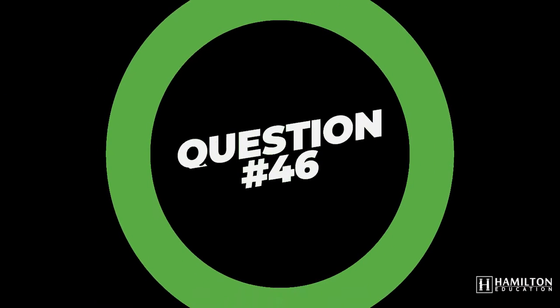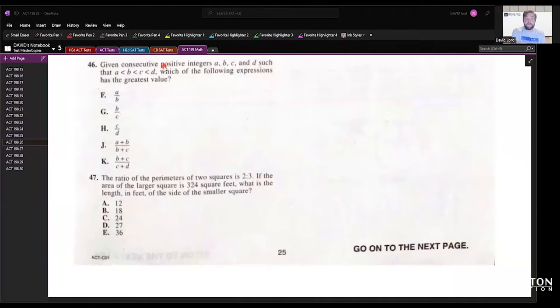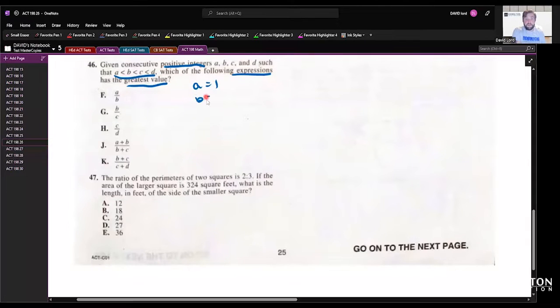Question number 46. Given consecutive positive integers a, b, c, and d, such that a is less than b, less than c, less than d, which of the following expressions has the greatest value? So for most students, the easiest way to approach this question is to make up numbers. So we can pretend that A is 1, B is 2, C is 3, D is 4. These are positive, they're consecutive, and we can then check each one.